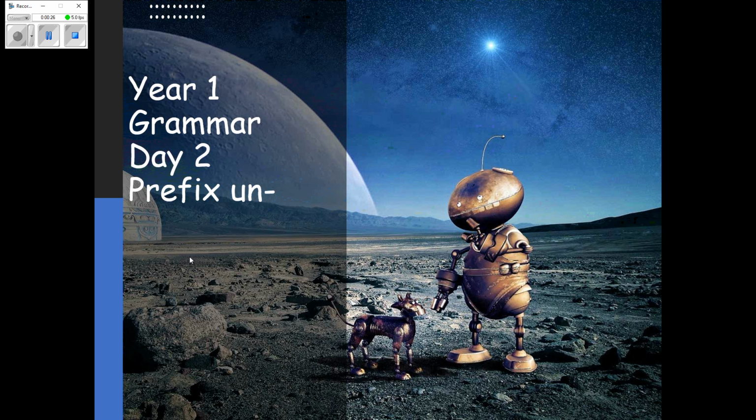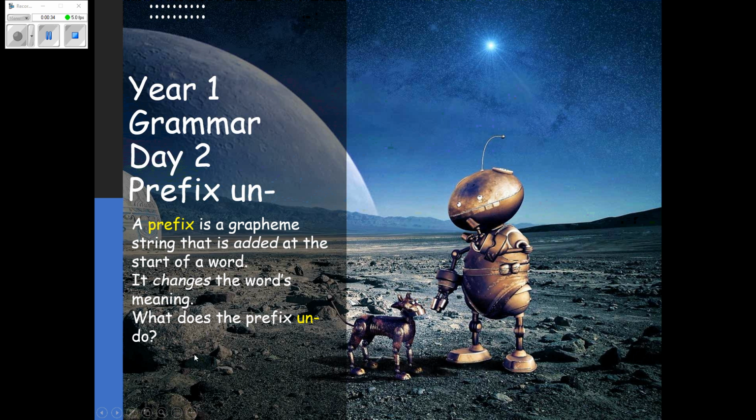Okay, and this is what the dictionary tells us it is. This is what our robots say it is. A prefix is a grapheme string, which means it's a set of letters that's added at the start of a word. It changes the word's meanings. Now, the robots have got your first challenge of the day. What does the prefix un do?